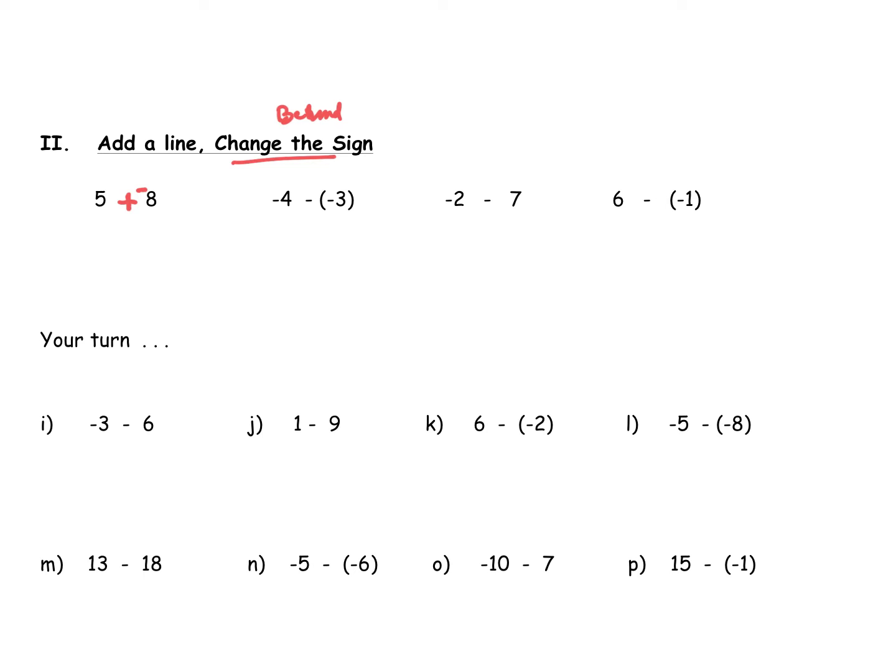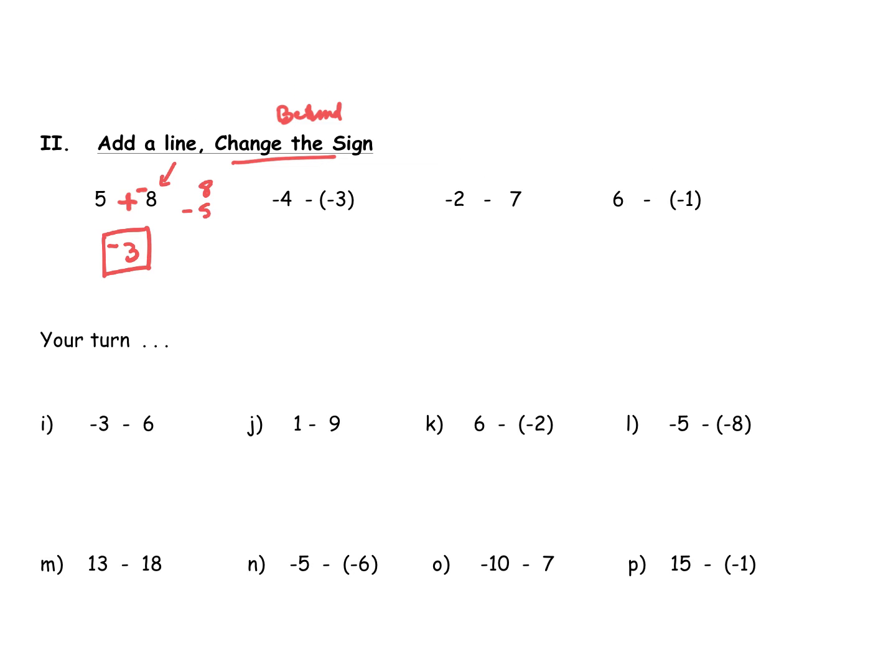Then we're back to our integer rules. So I see different signs, so I'm going to subtract. I'm going to take 8 minus 5, which would be 3, and then I keep the sign of the number with the highest absolute value. So this would be -3.